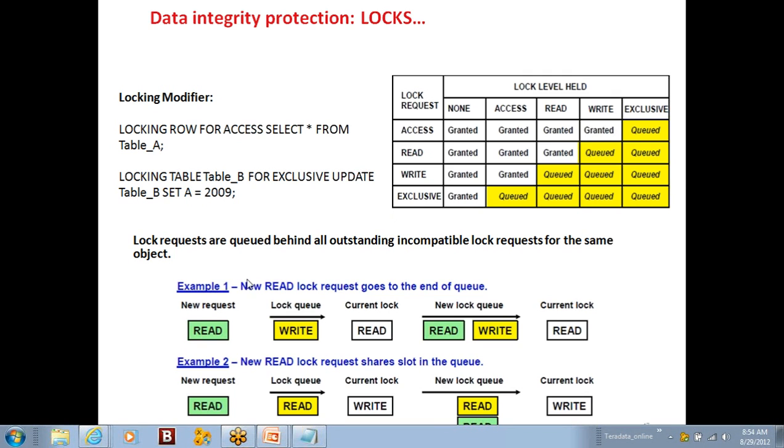Any other questions? Okay. So tomorrow we'll see the next level of protection called transaction level. We will see the journals. Okay, so tomorrow we'll meet at the same time and we'll continue the data protection concepts.